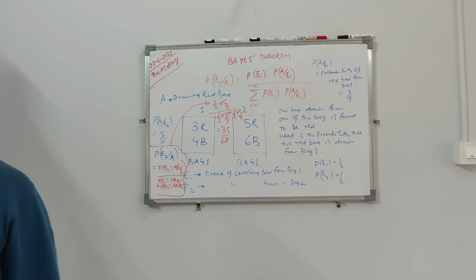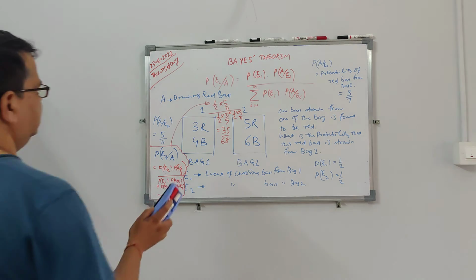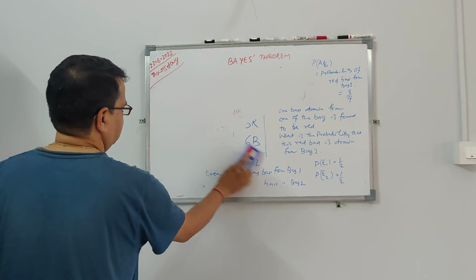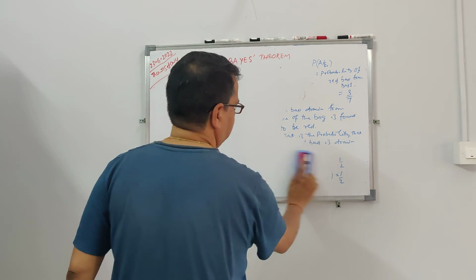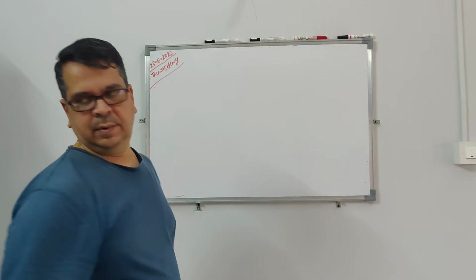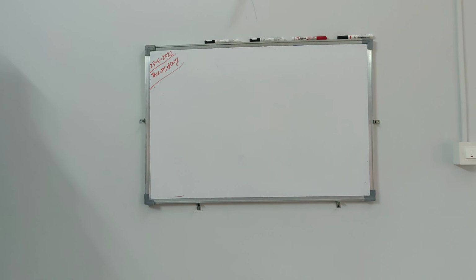Okay. So you have taken the picture, no? Yeah. Okay. This is about Bayes theorem. Okay. Now we will try to do one numerical one.